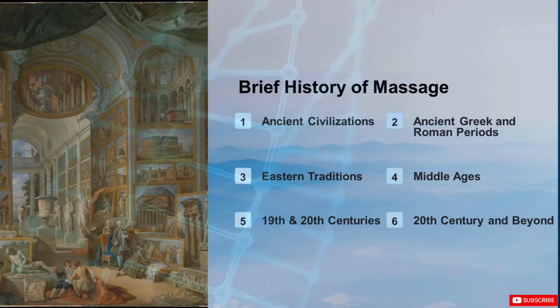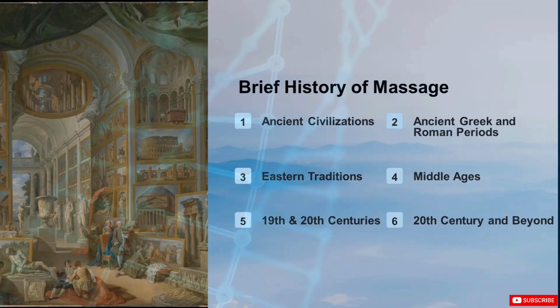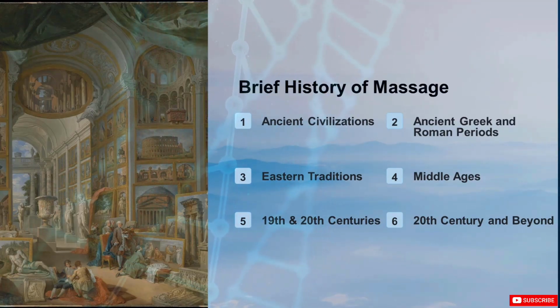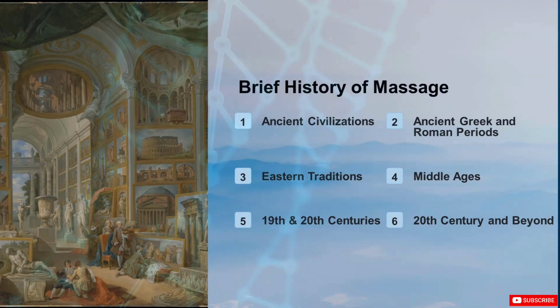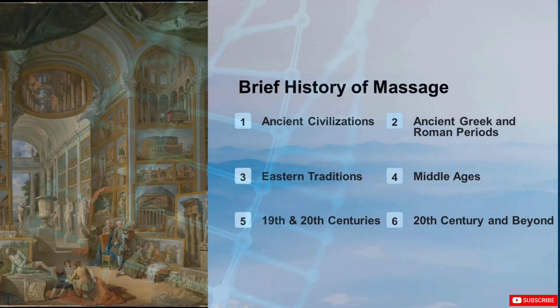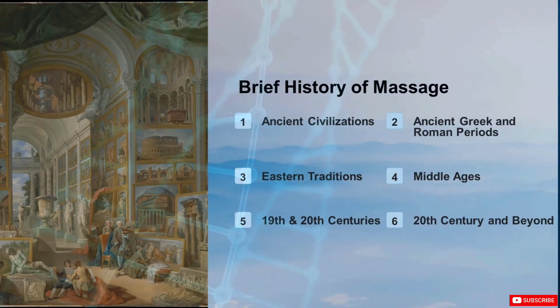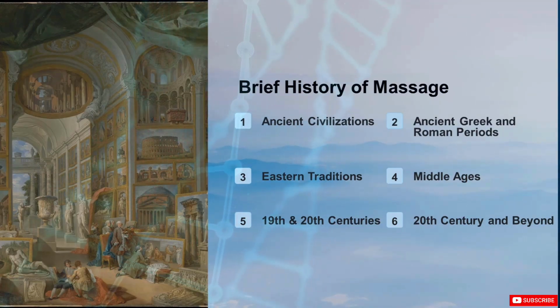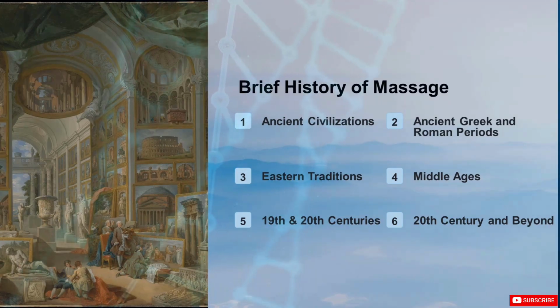The 1970s saw a surge in interest in complementary and alternative medicine, leading to an increased acceptance of massage in mainstream healthcare. Today, massage therapy is widely recognized as a legitimate form of complementary and alternative medicine. It is practiced in various settings, including spas, wellness centers, hospitals, and rehabilitation facilities. Additionally, professional massage organizations and regulatory bodies have been established to ensure the quality and ethical practice of massage therapy.